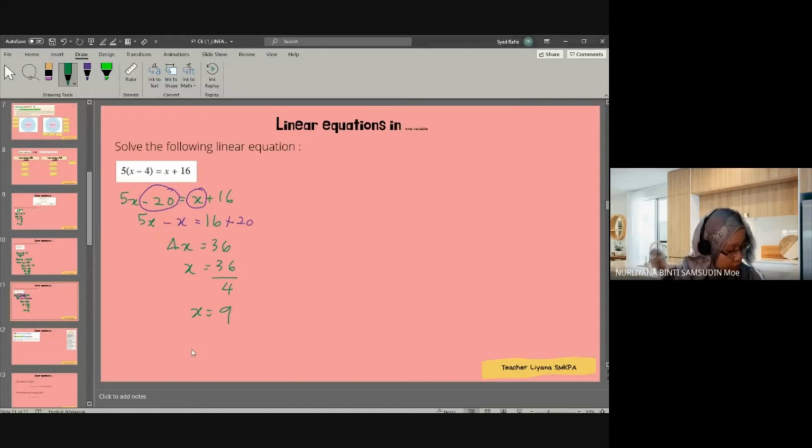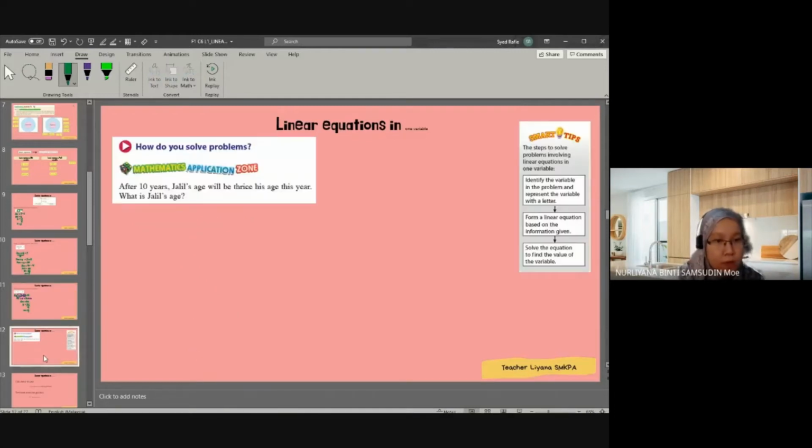Everything is covered now. Now, you are given a situation like this. How do you solve this problem? After 10 years, Jalil's age will be thrice his age this year. What is Jalil's age? How do you solve this problem?